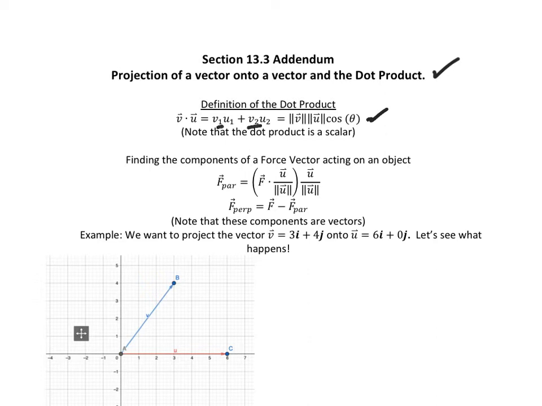We take the components of each and multiply respectively the first coordinates together and the second coordinates together. And then also we have a geometric interpretation, which is just the magnitude of the two vectors times the cosine of the angle in between. Note that this is a scalar.